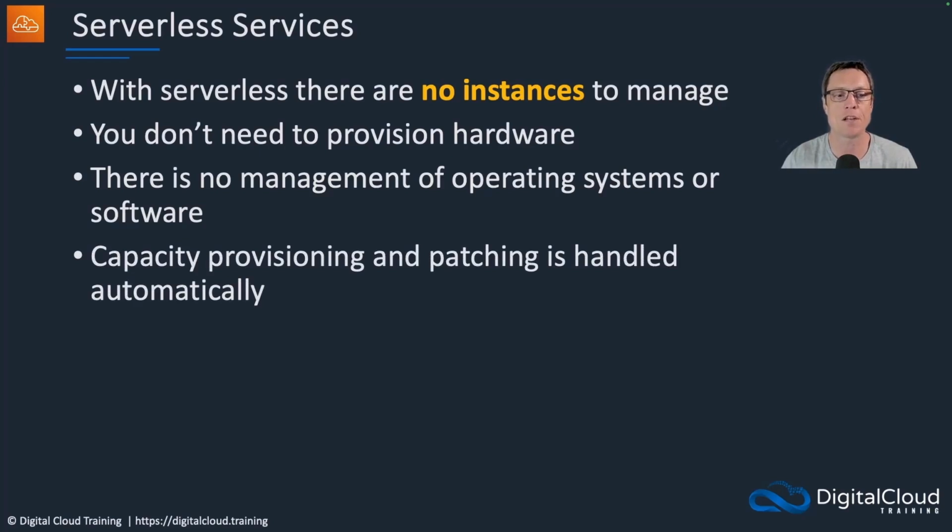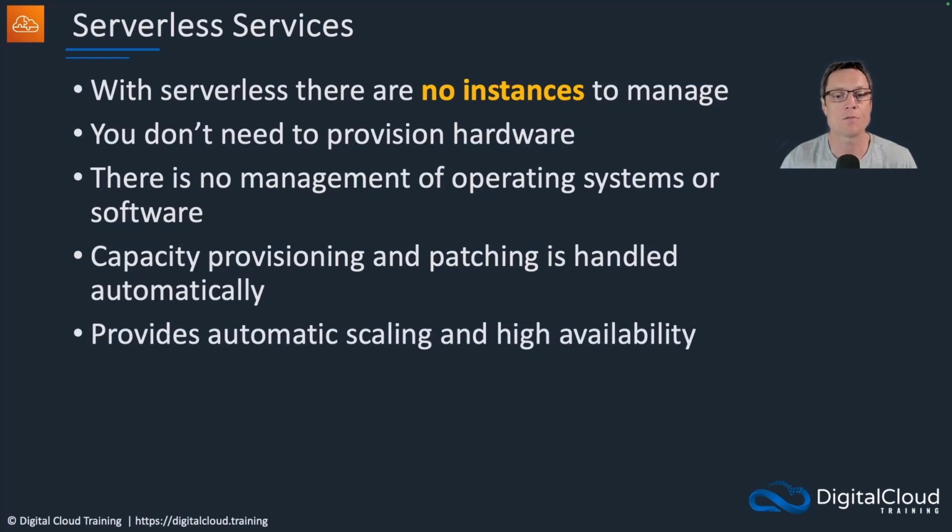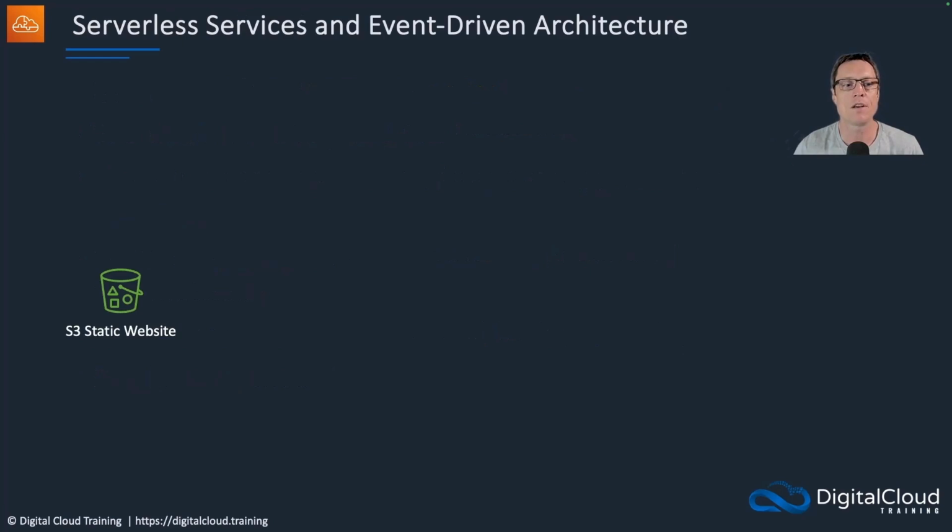Capacity provisioning and patching is also handled automatically. All of that becomes abstracted away, so you just need to bring your code or deploy the service and configure it in some way. Automatic scaling is provided for you with high availability. And it can be very cheap as well. Services like Lambda are extremely cost effective to use. So let's have a look at serverless with event-driven architecture.